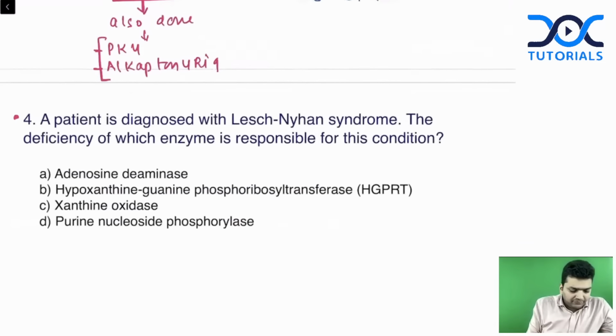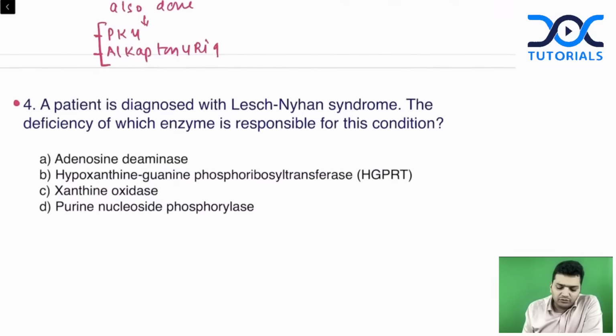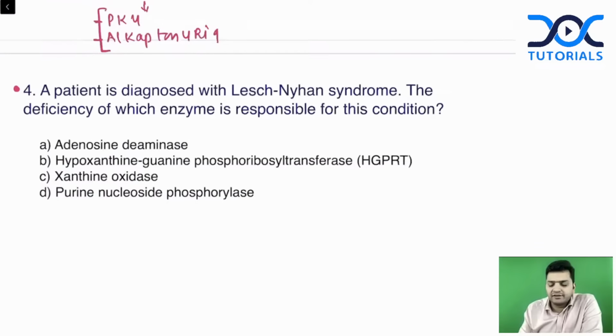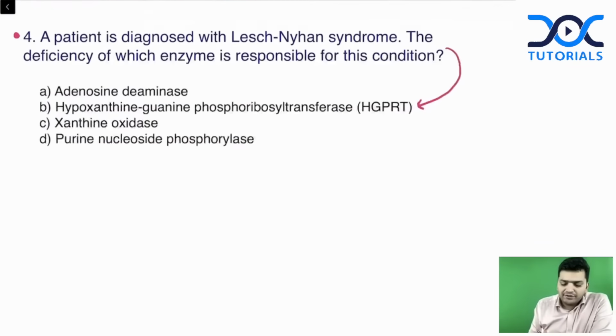The next one: a patient is diagnosed with Lesch-Nyhan syndrome. It's again simple and straightforward, more of a one-liner. In Lesch-Nyhan syndrome, the enzyme deficiency is HGPRT. Now, what are the points to be remembered, and where does this enzyme come in?